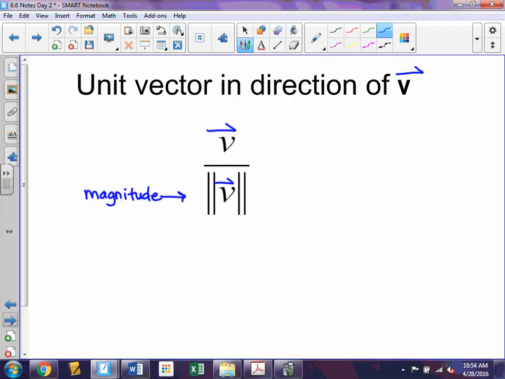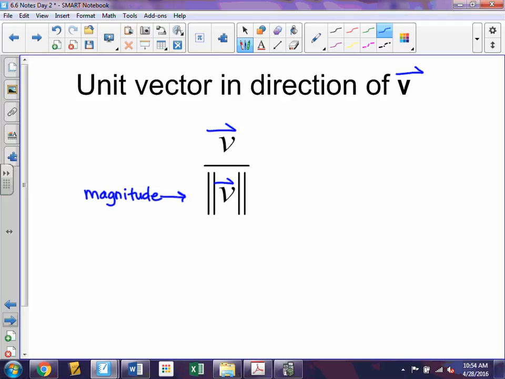Now remember, if we take a vector and we divide it by its magnitude, what do we get when we find magnitude? Do you remember what we called that yesterday? A scalar. It's just a number. If we take a vector and we divide it by a number, we're just going to get a vector, just like if we take a vector and we multiply it by a number. So if we have a vector that's 5 units long, isn't it true that if you divided it by 5, you would get a vector that's 1 unit long? That's what's happening here.